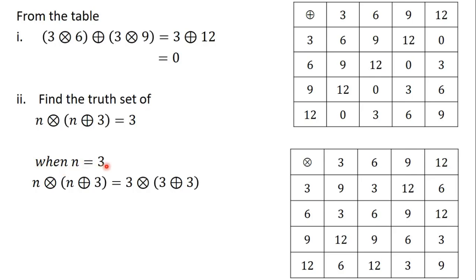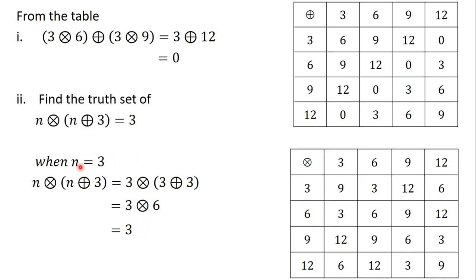So when n is equal to 3, n times into brackets n plus 3 will become 3 times into brackets 3 plus 3 because n is now 3. You have to find what is in the bracket, 3 plus 3. So you go to the addition table. From the addition table, 3 plus 3 is 6. So this will become 3 times 6. To find 3 times 6, we go to the multiplication table. From the multiplication table, 3 times 6 will give us 3. So 3 times 6 is 3.